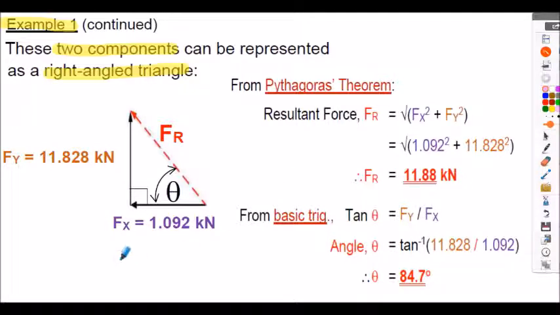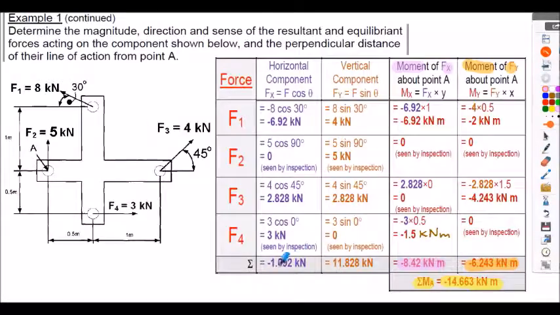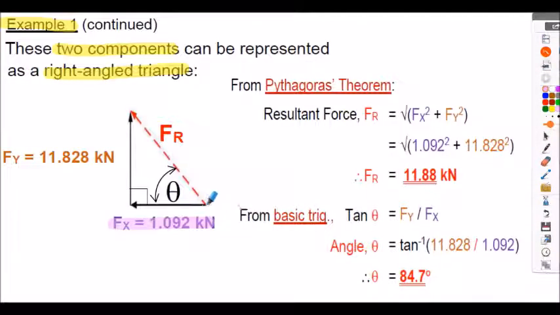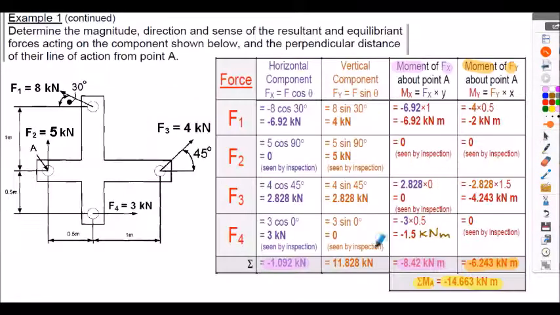Notice that the Fx in this case is negative 1.092 kilonewtons on our previous table, shown here. But I've drawn it in the negative sense from right to left on my diagram. So I'm accounting for that negative sense. So that's why I stated it as a positive value here. And also from the previous table, the summation of the Fy was 11.828 kilonewtons, shown here.